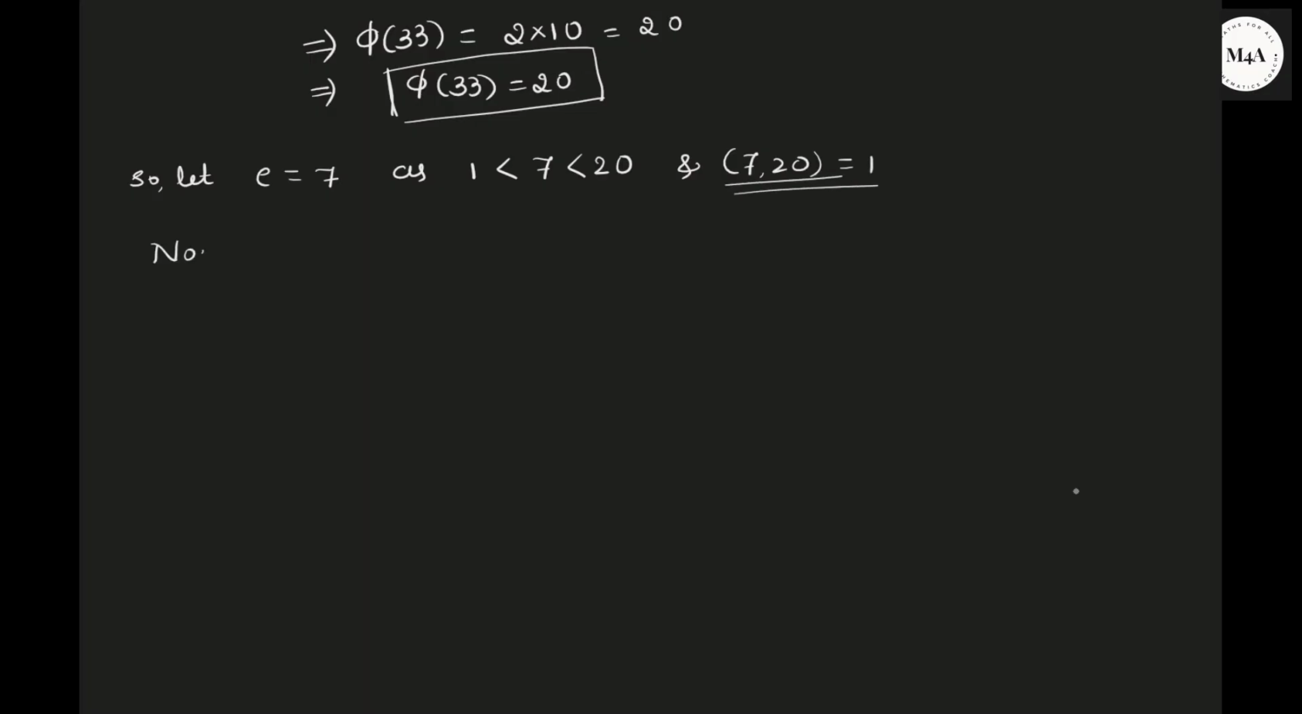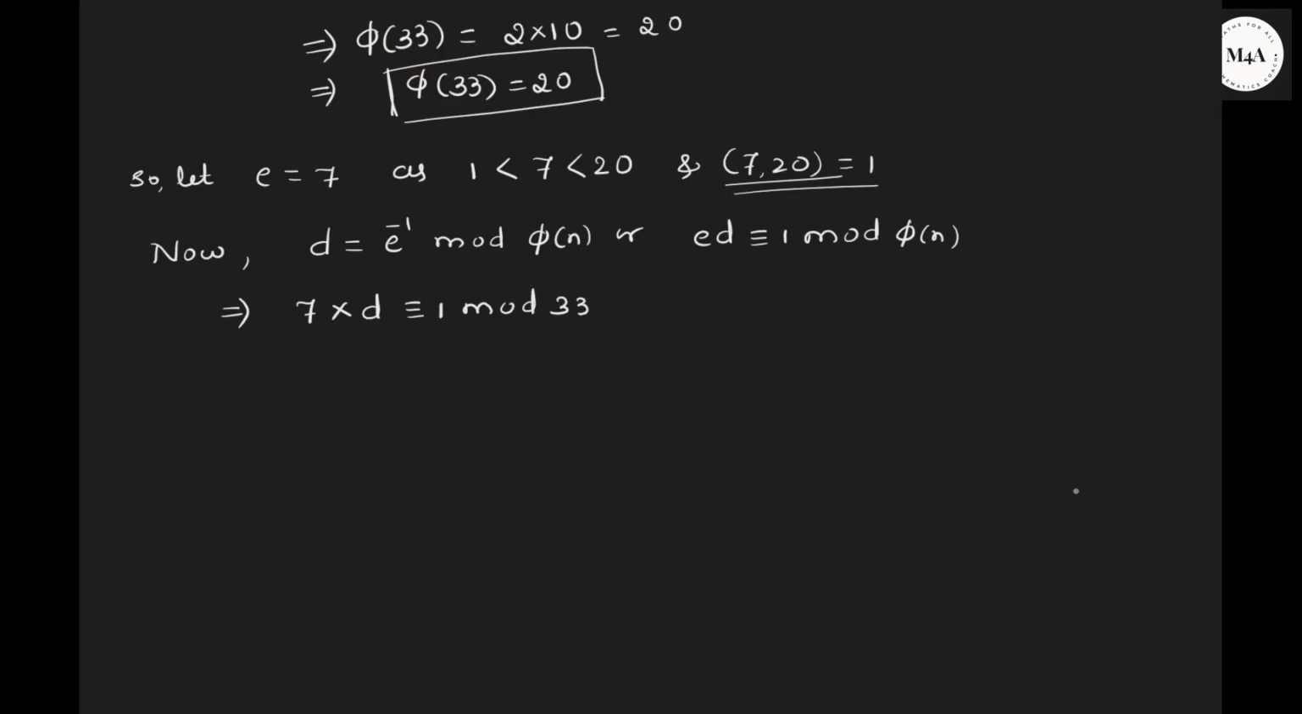Now once we have found E, our work is to find D. So D is equal to E inverse mod phi of n, or else you can use ED is congruent to 1 mod phi of n, any of the formulas. Now I have E as 7. 7 into D is congruent to 1 mod, phi of n is 20. Mod 20. Now what is D?